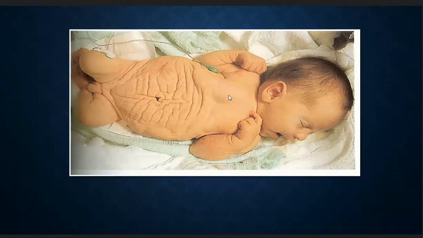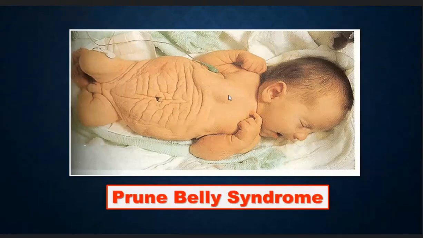Why did the wrinkled skin on the abdomen happen? What do you think? A defect in the muscle maybe. Defect in the abdominal muscle wall. Yes. This is wrinkled skin in the abdomen only, not on the other parts of the body, and this is because of a defect. It may be completely absent or just defects. This is called prune belly syndrome.